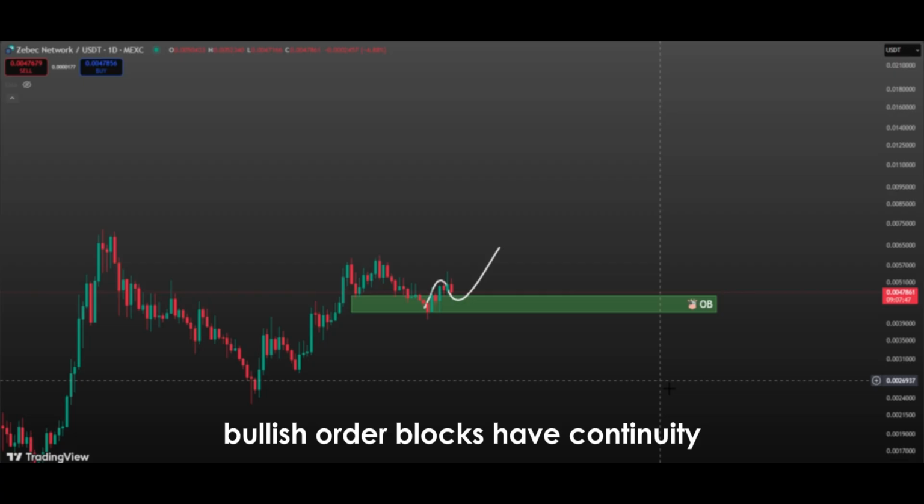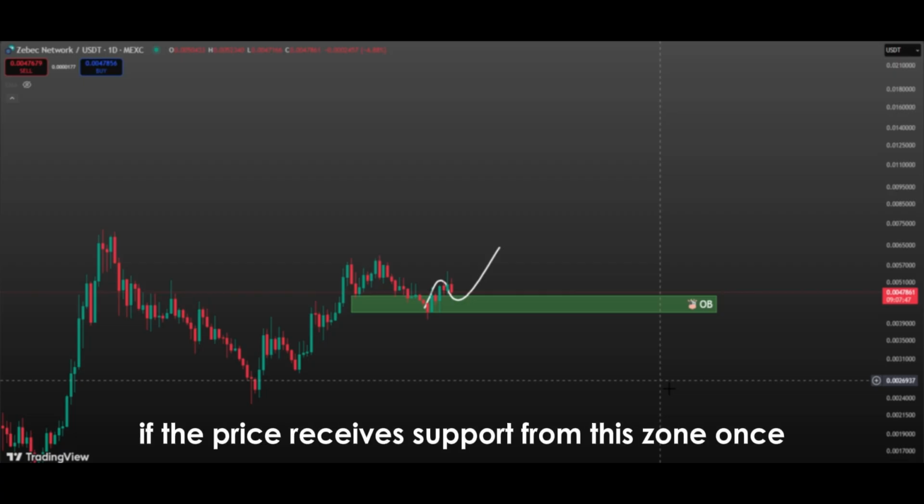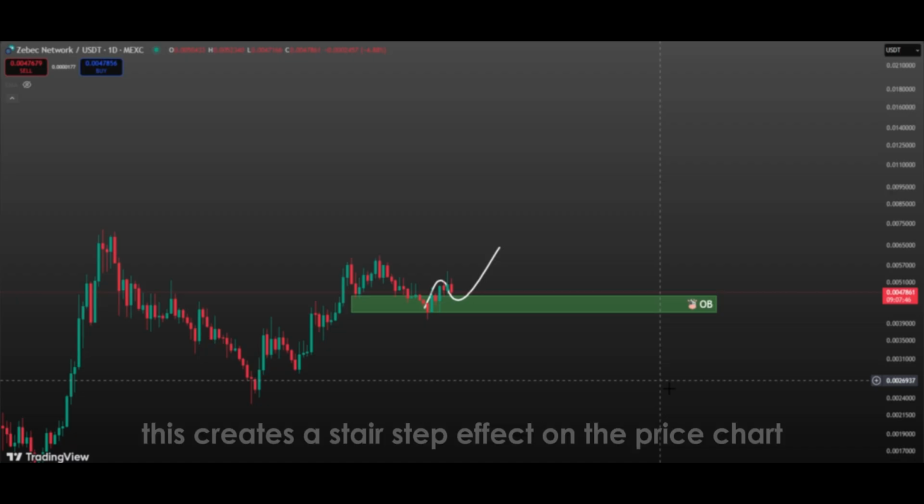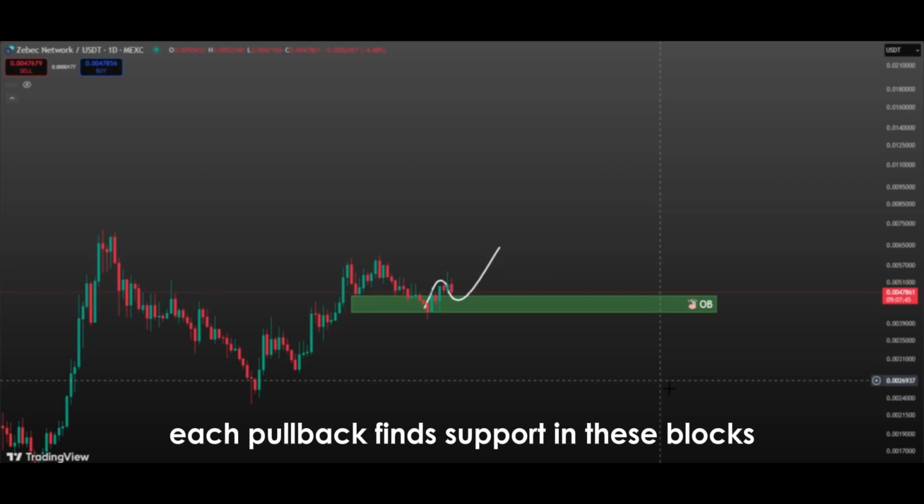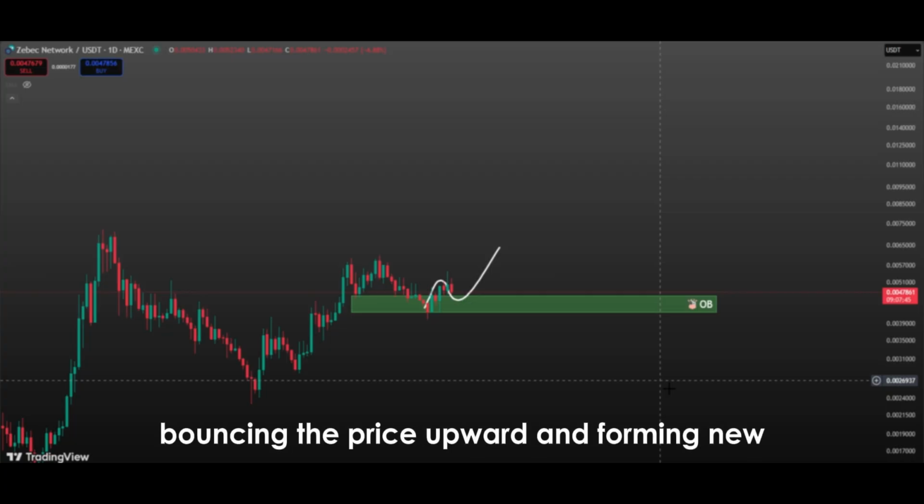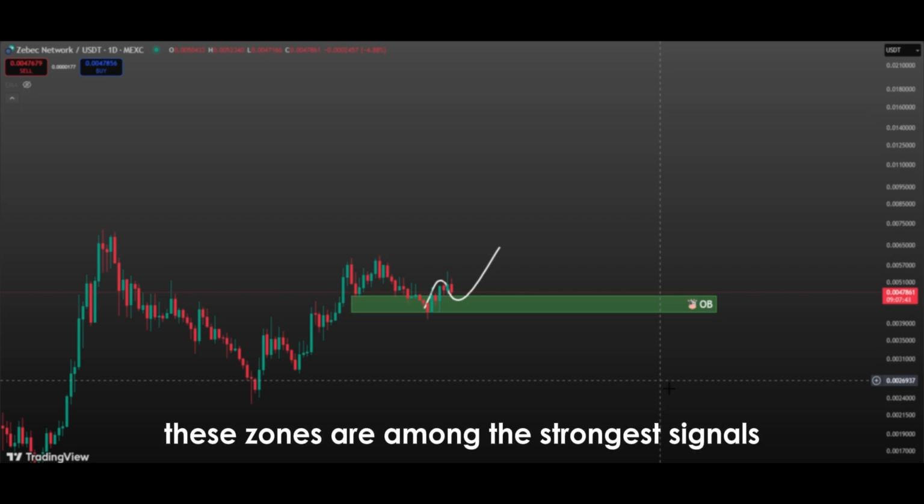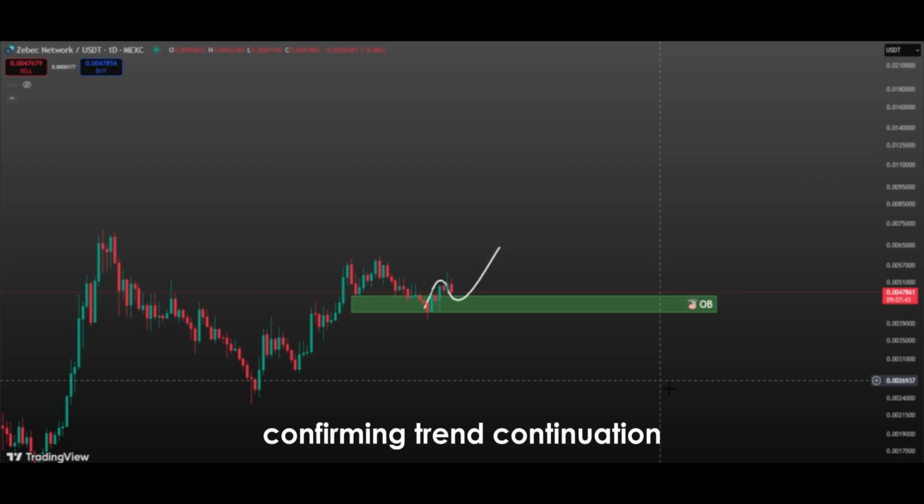Additionally, bullish order blocks have continuity. If the price receives support from this zone once, it is highly likely to see the same support again when it returns. This creates a stair-step effect on the price chart. Each pullback finds support in these blocks, bouncing the price upward and forming new highs. This makes the market's uptrend healthier and more sustainable. For long-term investors, these zones are among the strongest signals confirming trend continuation. Receiving support from the bullish order block also increases confidence in the market.